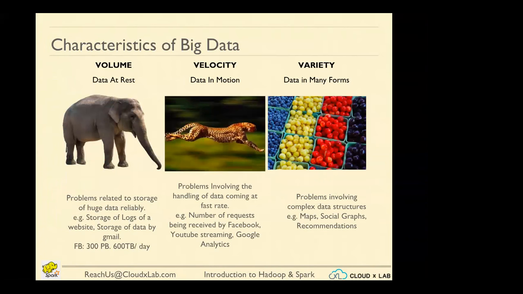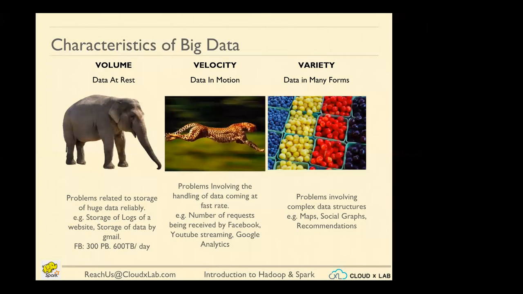Now, the characteristics of big data are volume, velocity, and variety. These are the three characteristics of any data. Volume means data at rest. Velocity means data in motion, and variety means data in many forms, right?